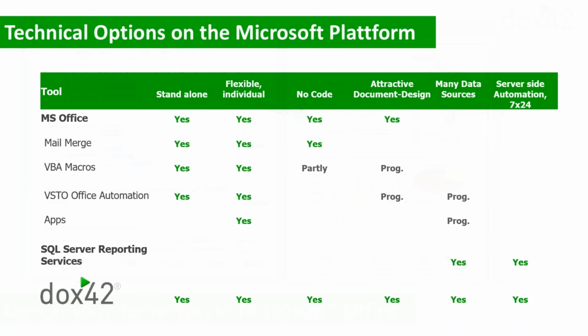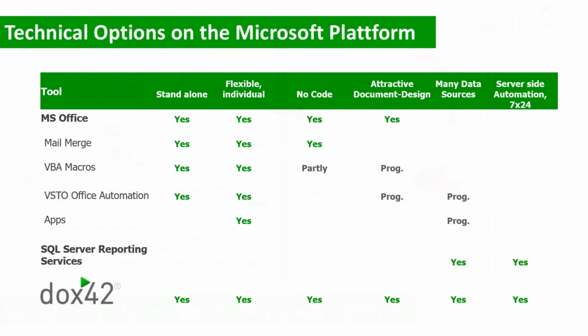To run server-side automation out of the box, the Microsoft platform's SQL Server Reporting Services is where to go. That's why it is integrated in Microsoft Dynamics AX and Microsoft Dynamics 365 for document creation. You can use as many data sources, you can run it on a server, it's great, but doing attractive document design with SQL Server Reporting Services is a really hard thing to do. It's not no code. You have to do programming for that. Flexibility and custom individual documents are really hard to create with SQL Server Reporting Services.